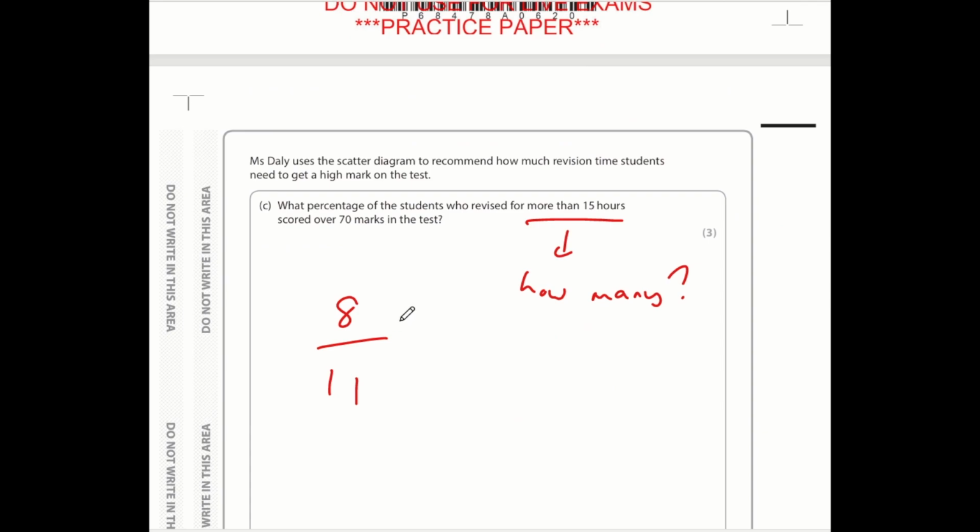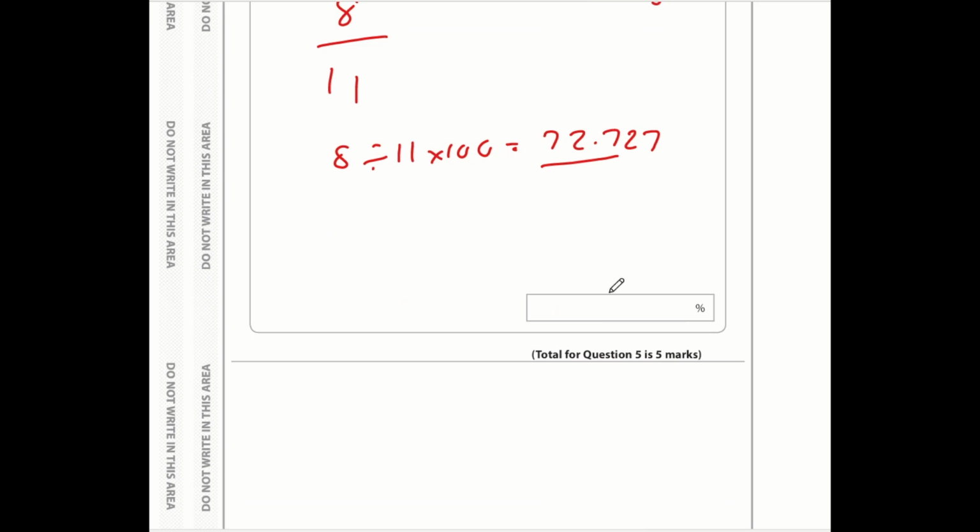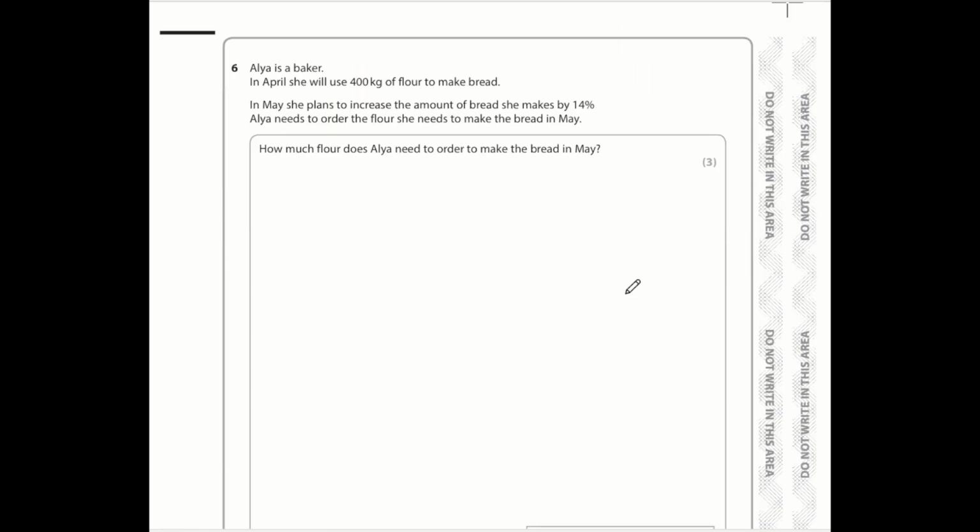So as a percentage, it's top divided by bottom times by 100, and that comes to 72.7272727. So maybe it would be sensible just to round that to 72.7, or maybe even just round it to 73%.